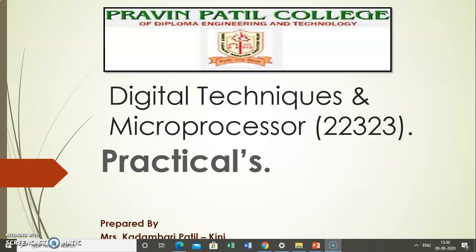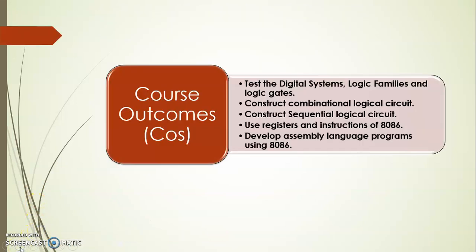So we will see first what the course outcomes are. In the course outcomes of the DTM, that is called the COs: first, test the digital systems, logic families and logic gates. Second, construct combinational logic circuits. Third, construct sequential logic circuits. Fourth, use registers and instructions of 8086. Fifth, develop assembly language programs using 8086.